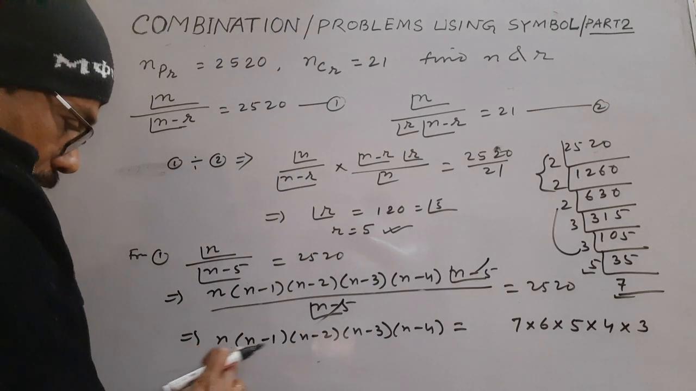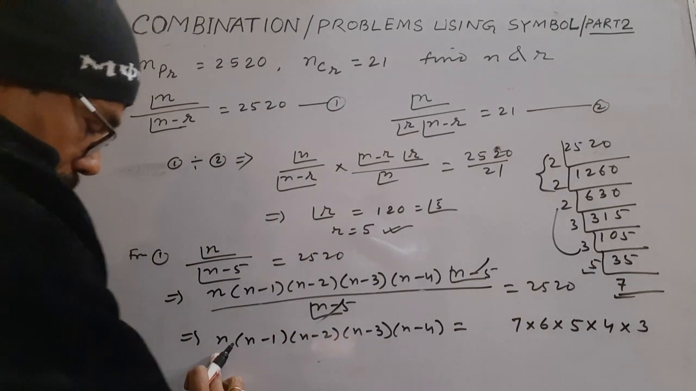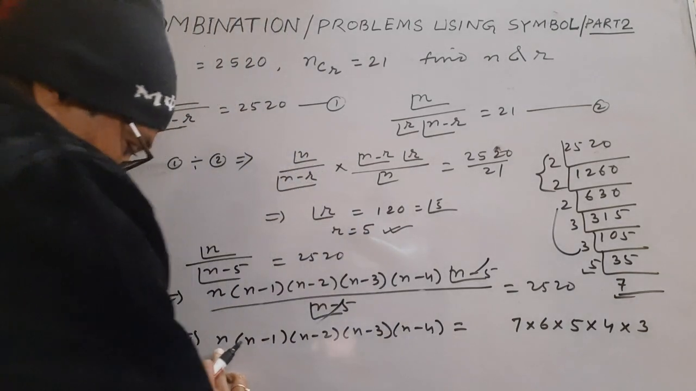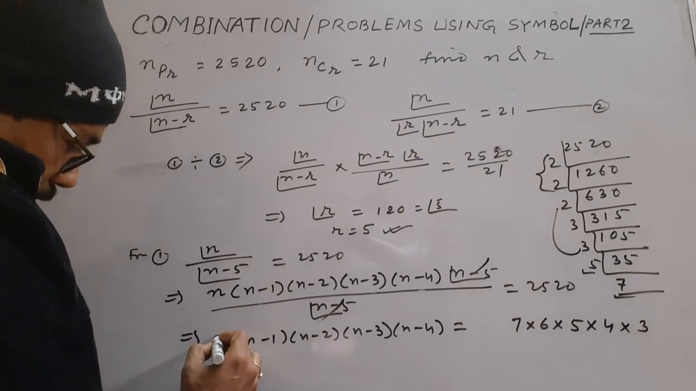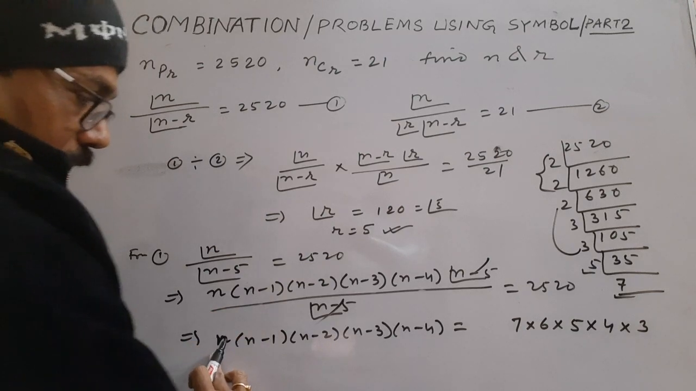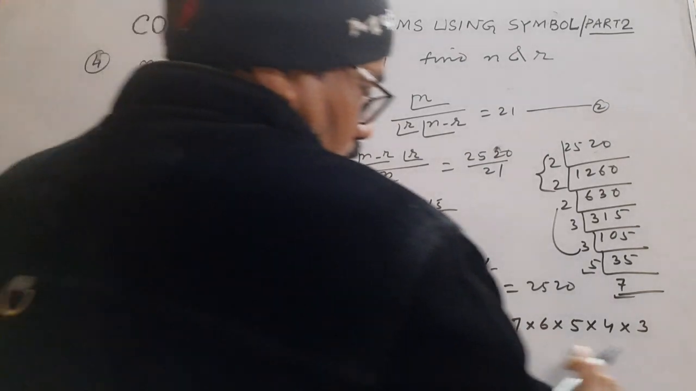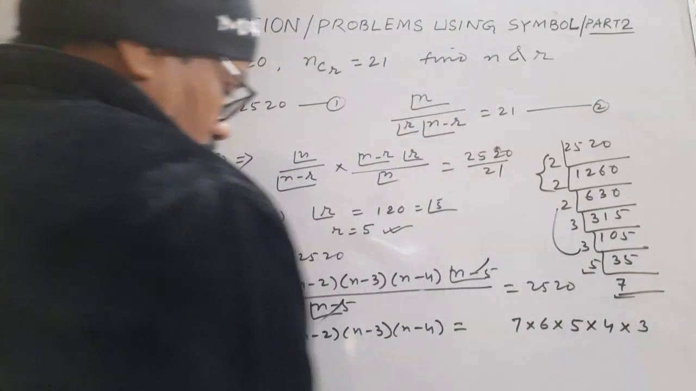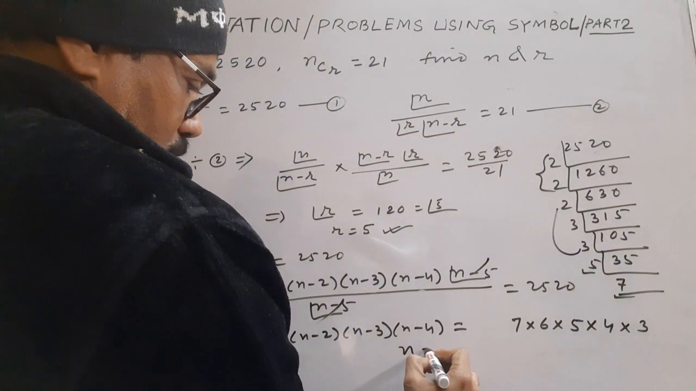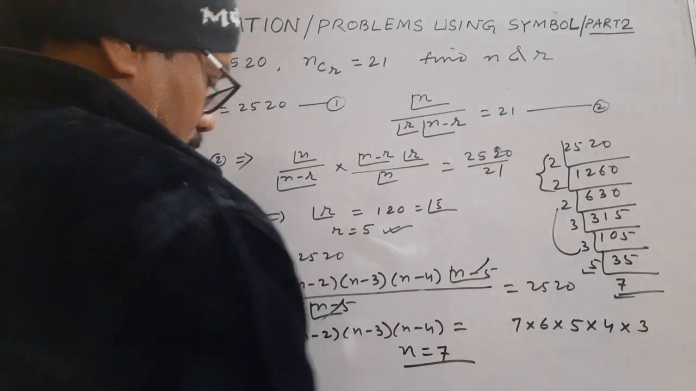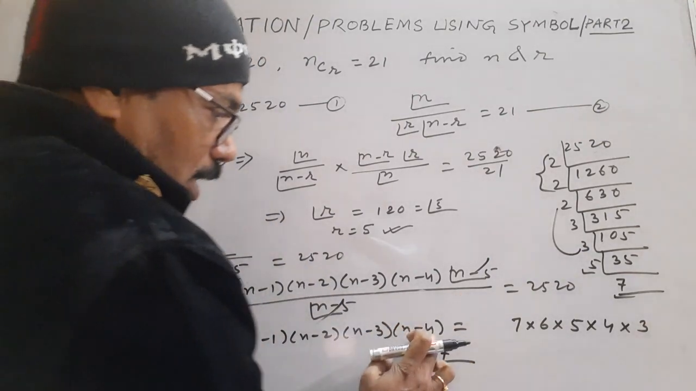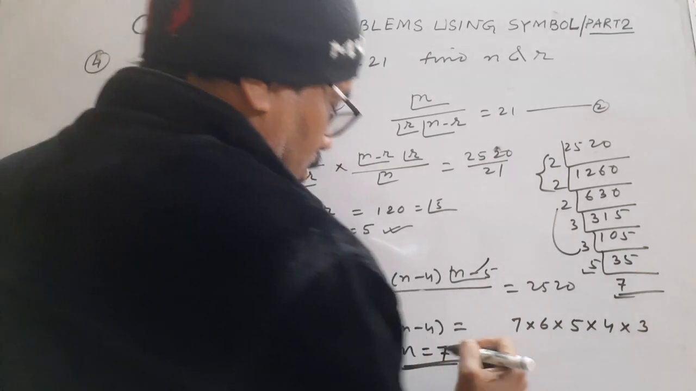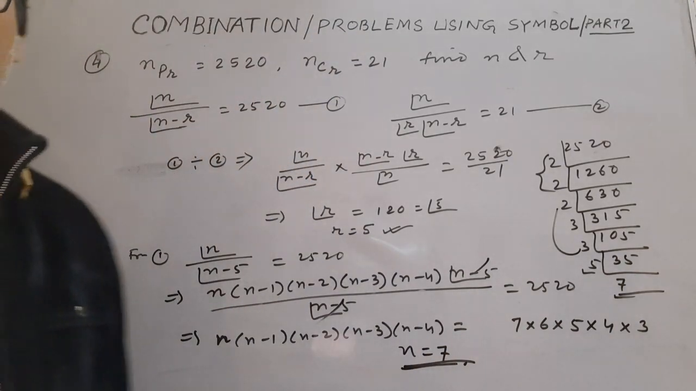So n minus 1, and they are in descending order. This is also in descending order. So what is n? n equals 7. You can write n minus 4 equals 3. So n equals 7.